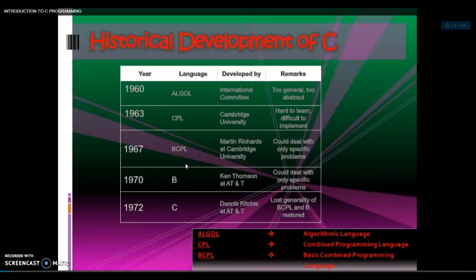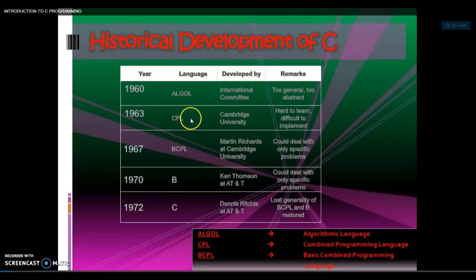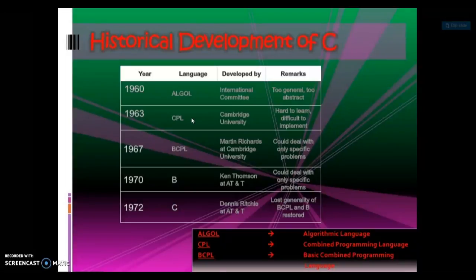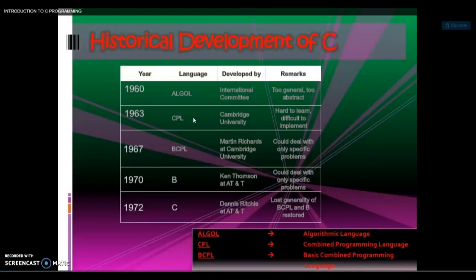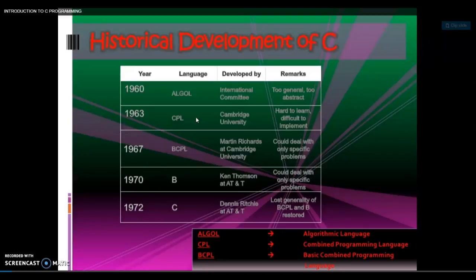History of the C programming language. Algol was developed in 1960 and CPL in 1963. BCPL was developed in 1967. B was developed in 1970 by Ken Thompson at AT&T Bell Laboratories, and the C language was developed in 1972 at AT&T Bell Laboratories by Dennis Ritchie.